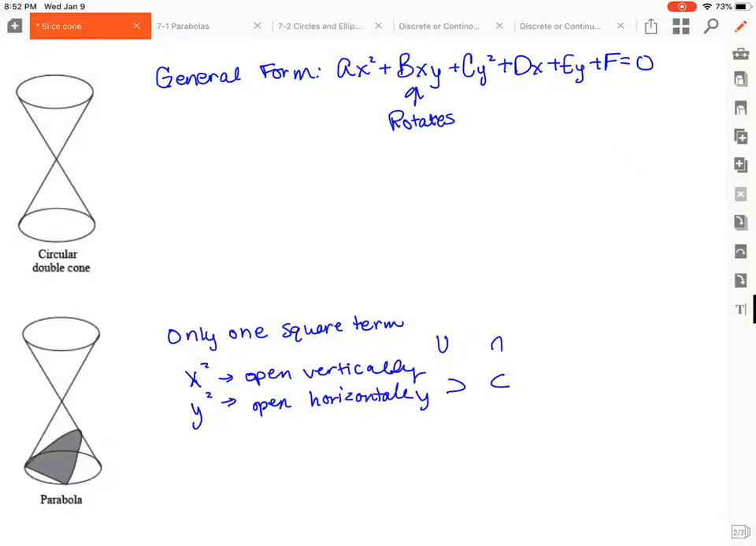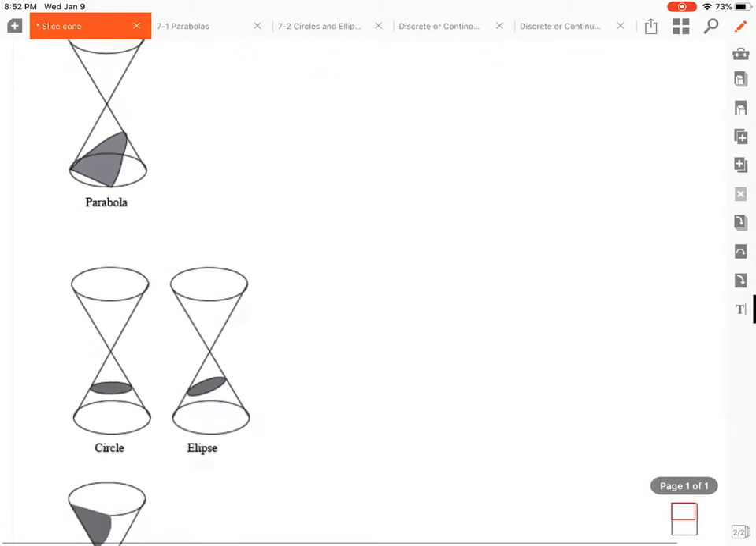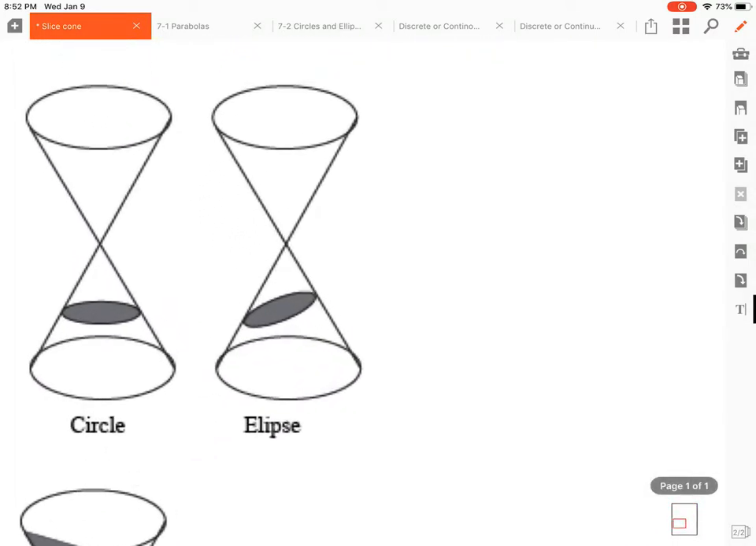Section 7.2 continues our discussion of the conic sections. Today we're going to be looking at circles and ellipses. The way you would slice the cone to get a circle or ellipse is what you're seeing here. A cut parallel to the base would give you a circle if you're just cutting straight through the cone. If it's slightly slanted, that gives you an ellipse, which is that smashed circle.